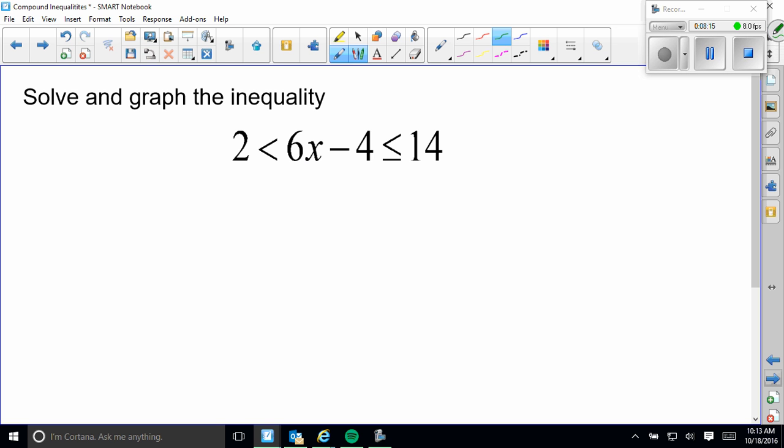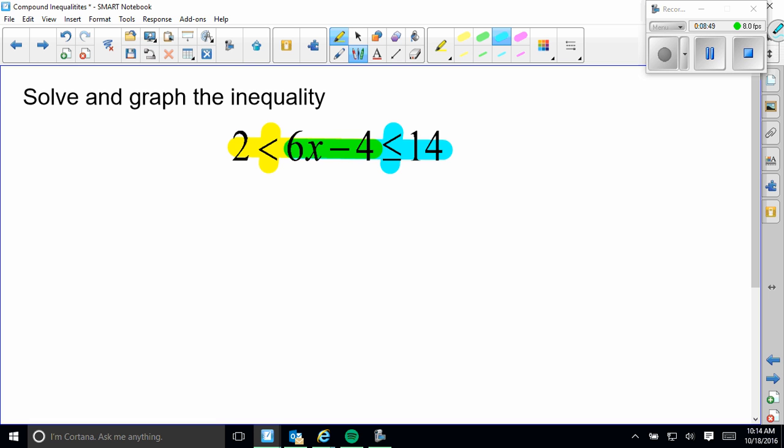Alright, now we're going to look at a little bit more complex inequality. This one looks a little bit challenging, doesn't it? It looks a little intimidating. So instead of just going for it, we're going to break it up into 2 inequalities, since we have 2 of them, don't we? You see 2 inequality signs. So we're going to break it up into this inequality, and we're going to break it up into this inequality.